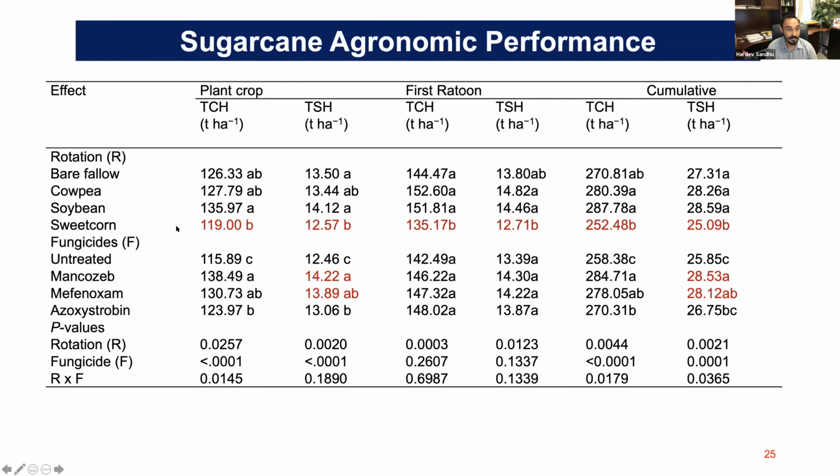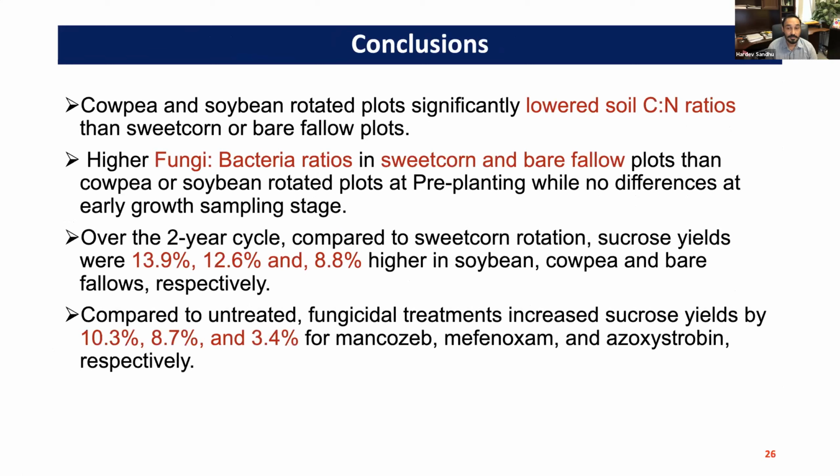So in our plant cane crop, cowpea and soybean showed higher yields compared to sweet corn rotation, and among fungicides, we saw some positive effects of mancozeb and mefenoxam. Based on this, we concluded that cowpea and soybean rotated plots can significantly reduce C:N ratios. And why is that important? Because higher C:N ratios can reduce the nutrient availability to the sugarcane crop.